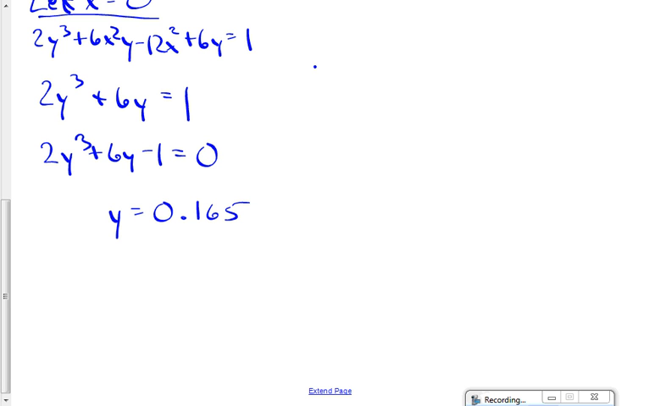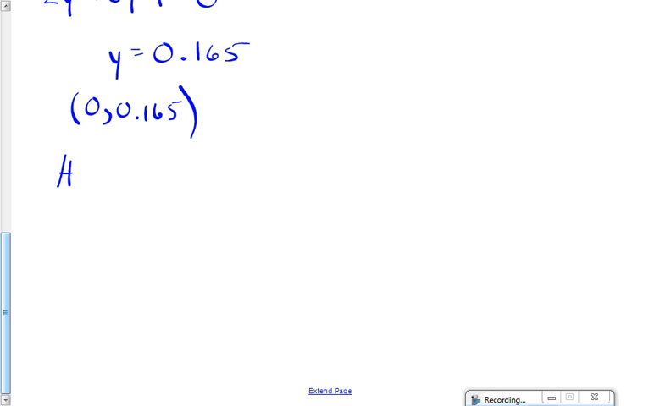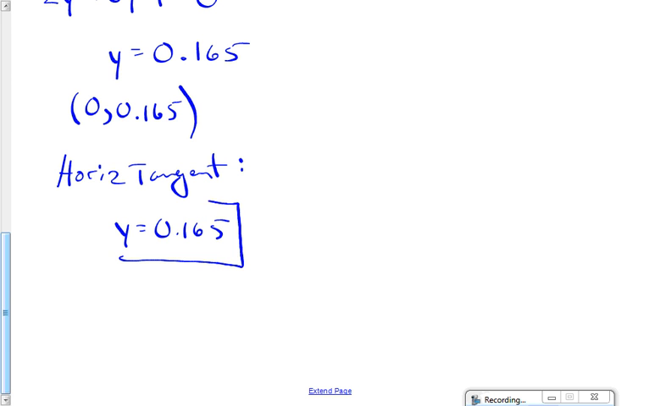Do we have a horizontal tangent there? Probably. The ordered pair is 0.165. What is the equation for the horizontal tangent? It's a horizontal line. Is it an x equals or a y equals? It's a y equals, and what is the y value there? There's your horizontal tangent right there. Okay? Now, but we're not done, guys. We had another candidate for a horizontal tangent. What was it? Y equals 2.